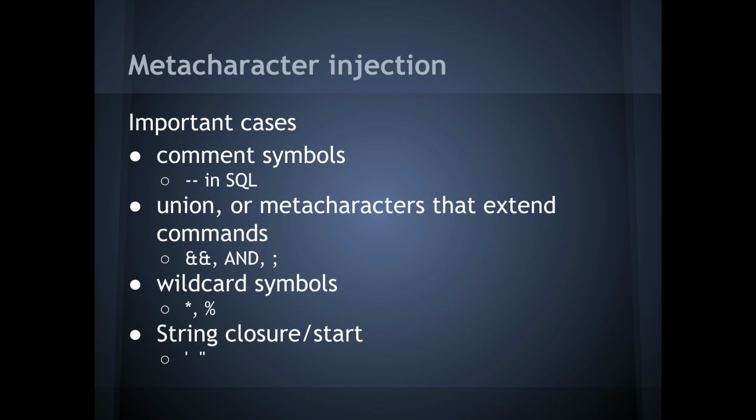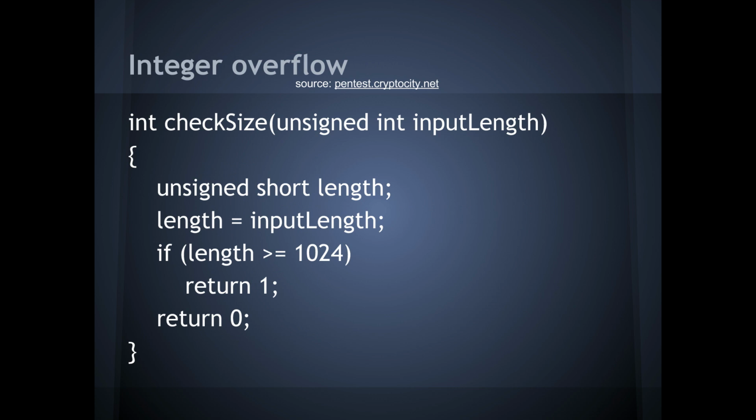So there are some important cases like string start and closure, wildcard symbols like star and percent, union commands, or symbols representing the next command or ending this one and starting another one. Comments, if you can inject them in SQL, can comment out the rest of a query, which would perhaps restrict it to unprivileged users. And we'll explore that more later.